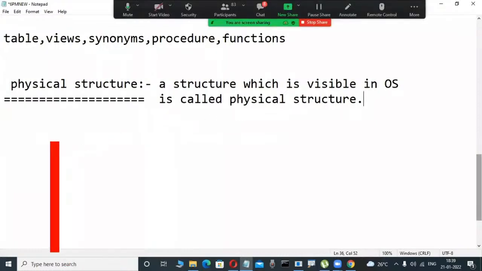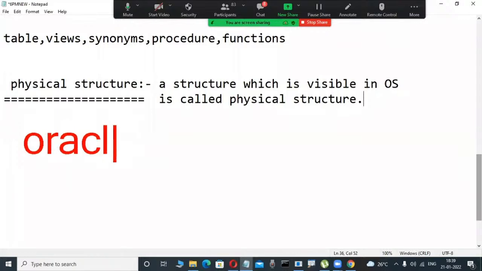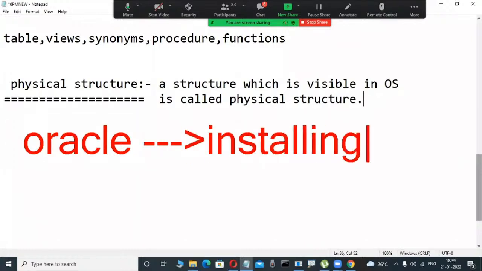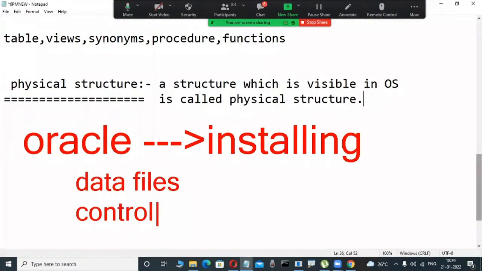Suppose you are installing a software, some physical files are created on a disk. Suppose your PowerPoint, MS Access, MS Word, anything we are loading, physical files are created. Same like that, Oracle is a relational database software, and so are MySQL and SQL Server. Whenever I'm installing Oracle, physical files are automatically created: data files, .dbf files, control files, and also redo log files.